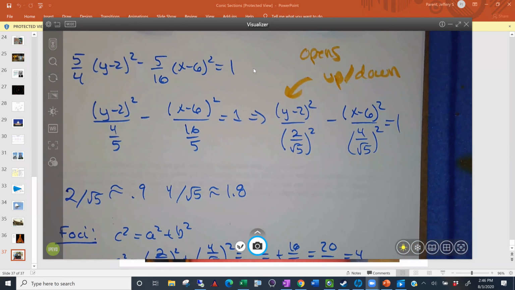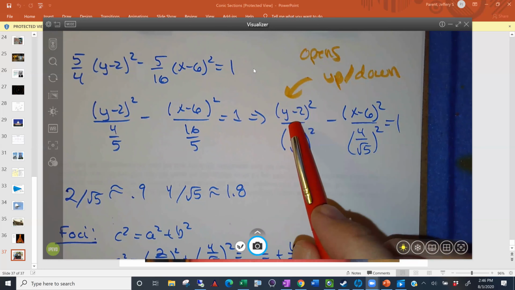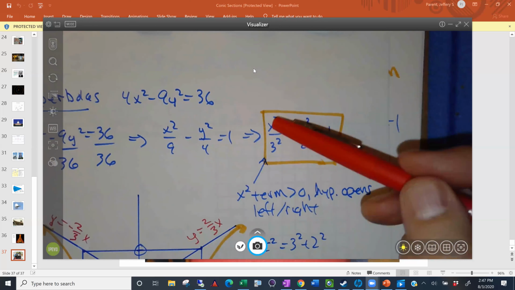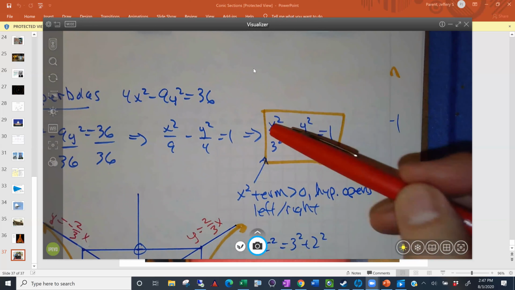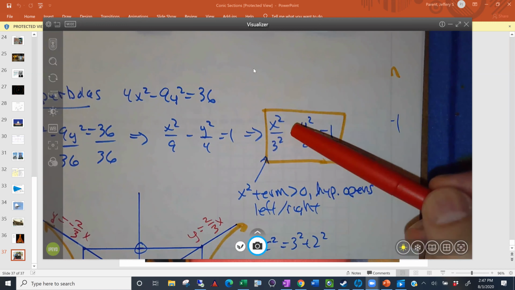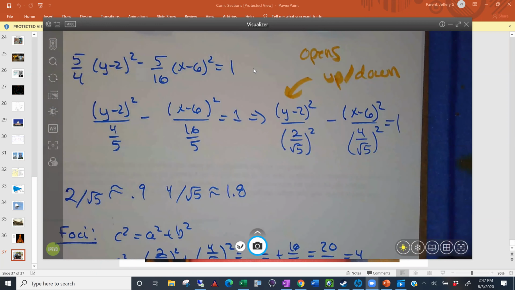Somebody asked, how do you know that it opens up and down? If the y squared term is positive, then it opens up and down. If the x squared term is positive, it opens left and right. So, for example, in our last one, the x squared term was the positive one. When we got things into a nice, neat form, we got a positive x squared and a negative y squared, so that one opens left and right. If your y squared term is what's positive, then it's going to open up and down. Does that help out? Okay, good.